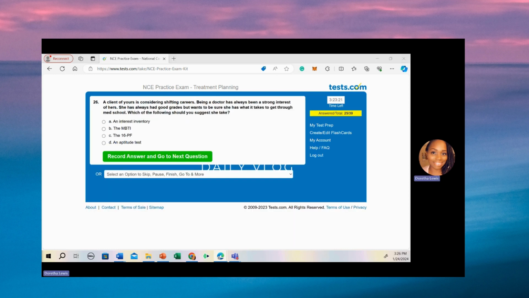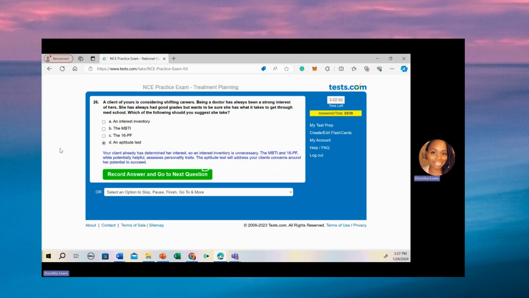A client of yours is considering shifting careers. Being a doctor has always been a strong interest of hers. She has always had good grades, but wants to be sure she has what it takes to get through med school. Which of the following should you suggest that she take? A, an interest inventory. B, the MBTI. C, the 16 PF. And D, the aptitude test. The aptitude test.